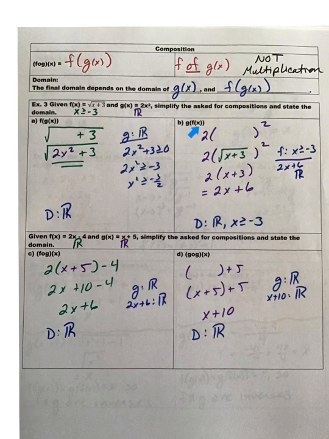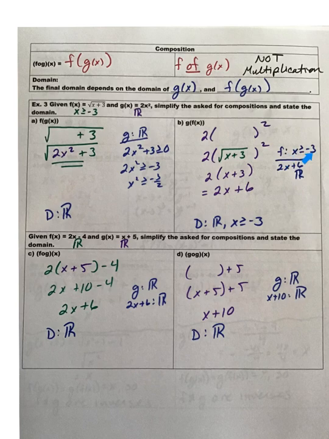All right, so g of f of x, well, that means g is 2 times something squared. Well, the something we're plugging in is f of x, so I get 2 times the square root of x plus 3 squared. So here the square and the square root cancel, so I get 2 times x plus 3. I distribute and get 2x plus 6.